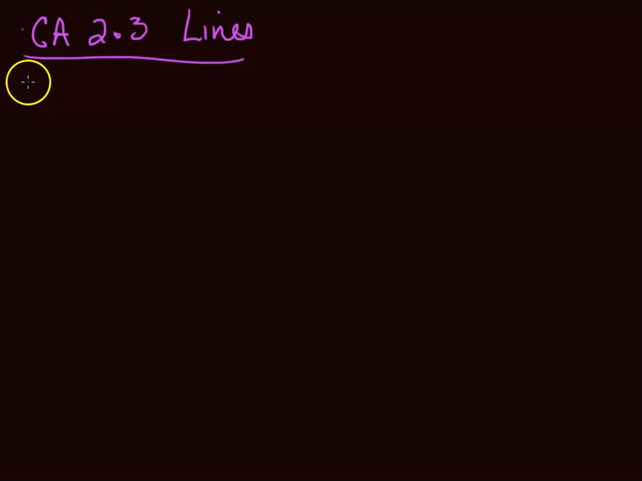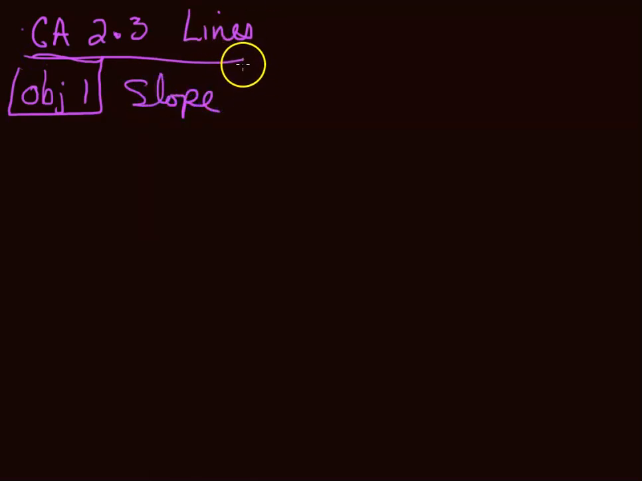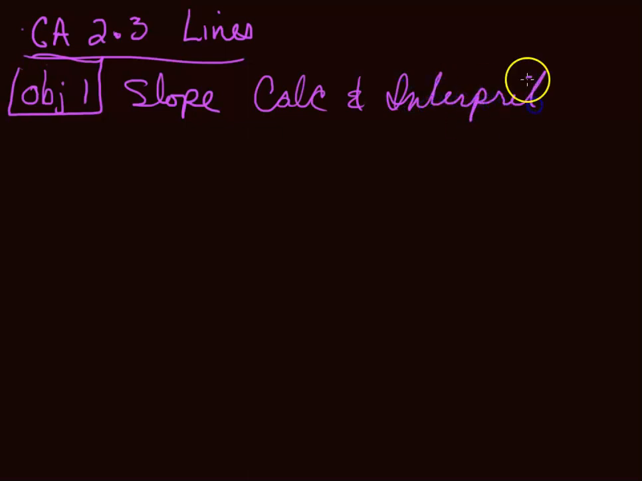Now, the first objective deals with slope, because every line has a slope. They want us to calculate and interpret slope. Okay, so there's a bunch of ways of doing slopes. For whatever reason, they used m for the slope. You can do the rise over the run. It's the change in y over the change in x.